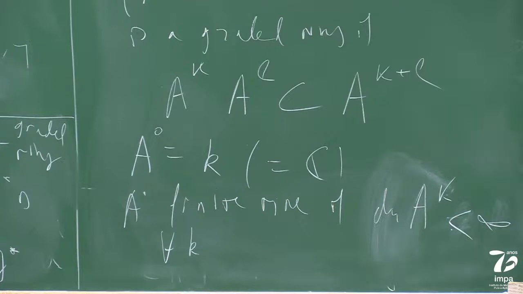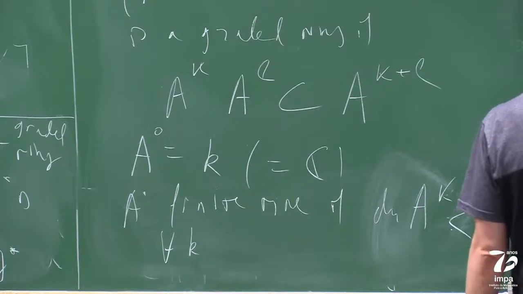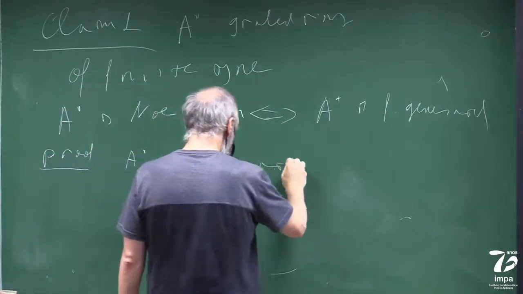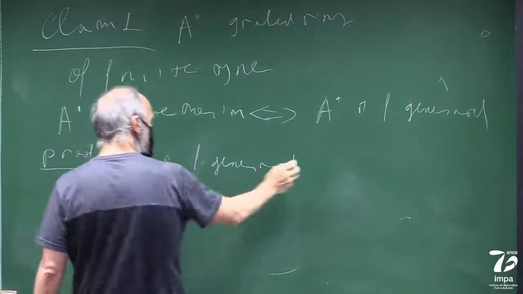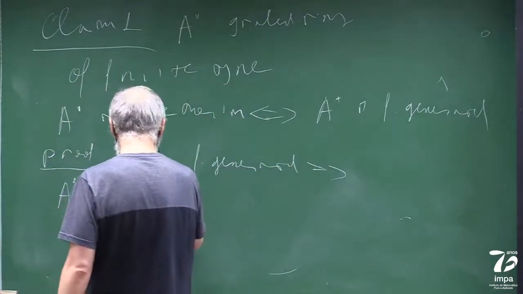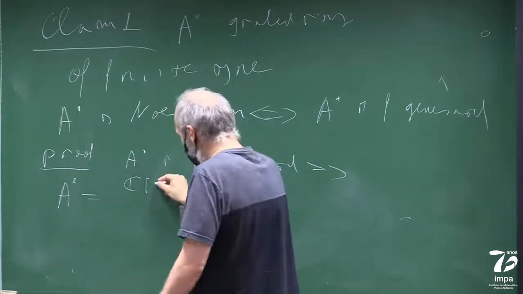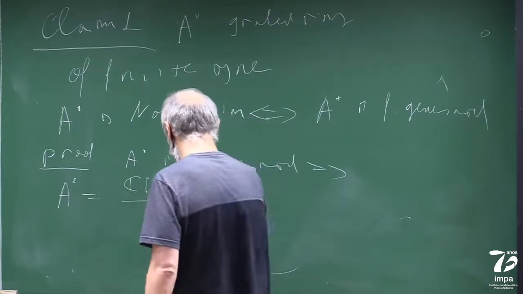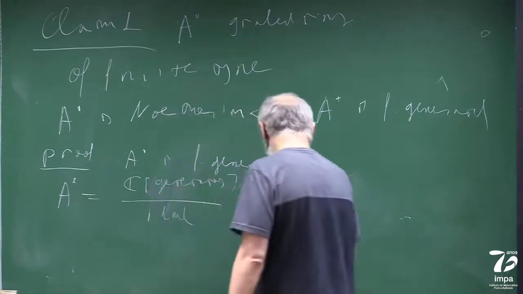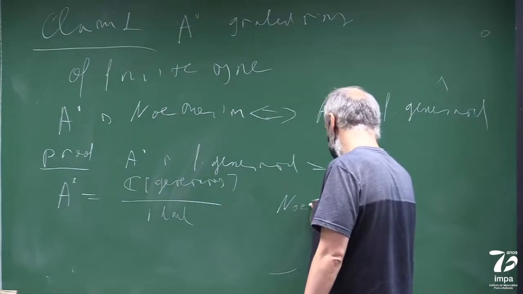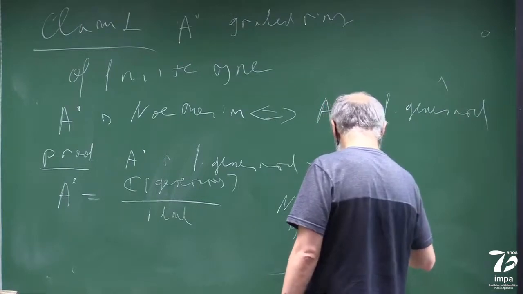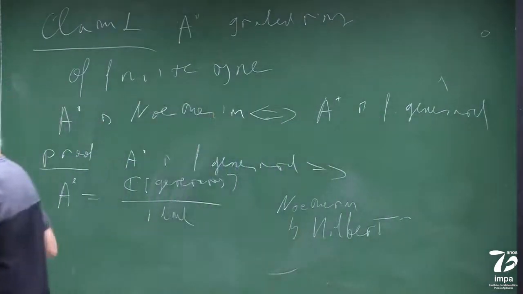So suppose that A star is Noetherian, then it is finitely generated. So one direction is clear. If A star is finitely generated, then A star is a quotient of the polynomial ring generated by these generators by some ideal. And it is Noetherian by the Hilbert basis theorem. So this is one direction.